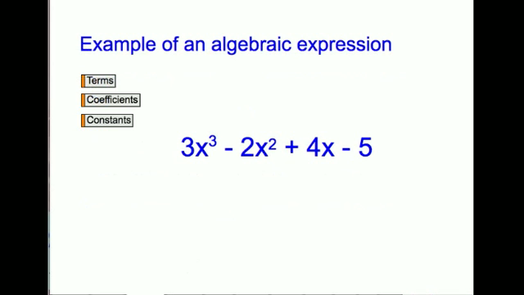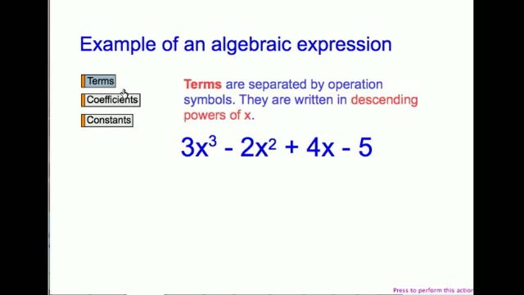Let us now take a look at an algebraic expression. The terms of an expression are separated by operation symbols, and they are written in descending powers of x. Here we have 4 terms: 1, 2, 3, 4. And the powers of x are x cubed, x squared, x, and followed by a number.